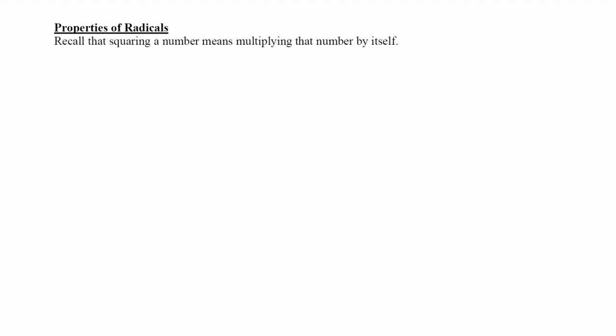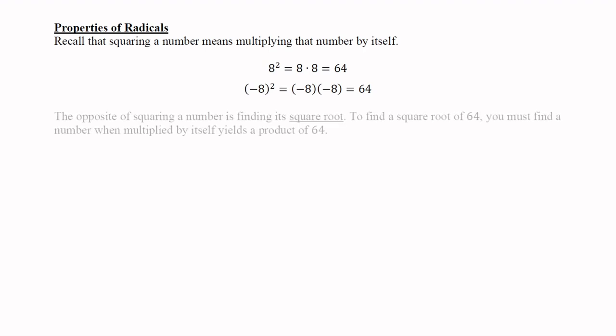Recall that squaring a number means multiplying that number by itself. So you have 8 squared is equal to 8 times 8, which is equal to 64. Negative 8 squared is equal to negative 8 times negative 8, which is also 64.